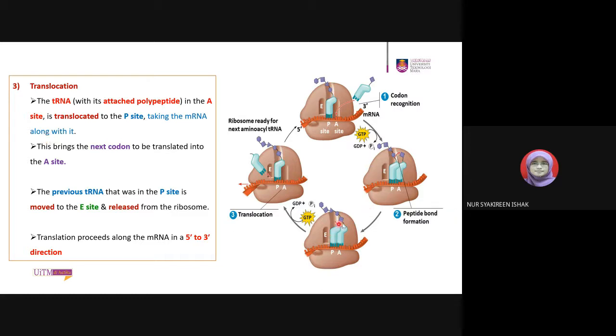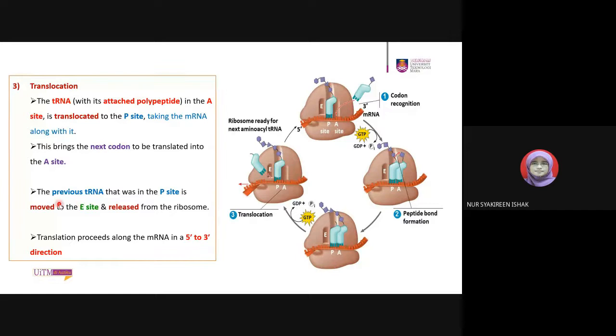Okay, so here you have the growing polypeptide chain that sits in the A site. So dia kena bergerak masuk ke dalam P site. Yang ini yang kosong kena bergerak masuk ke dalam E site. Okay, E keluar kan, so that is translocation. So this brings the next codon to be translated into the A site. So again, the process will repeat lah, because now the A site is vacant, that reads the next codon.